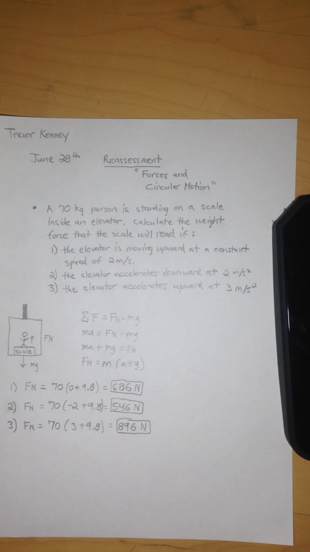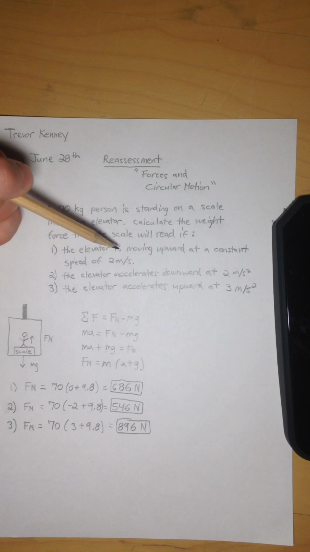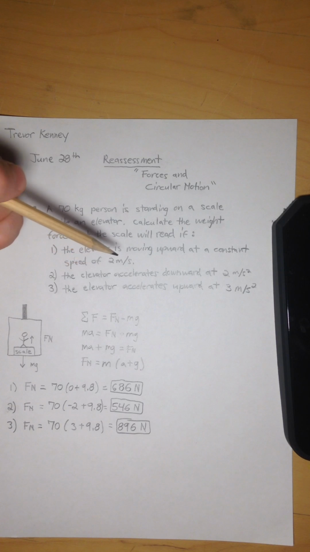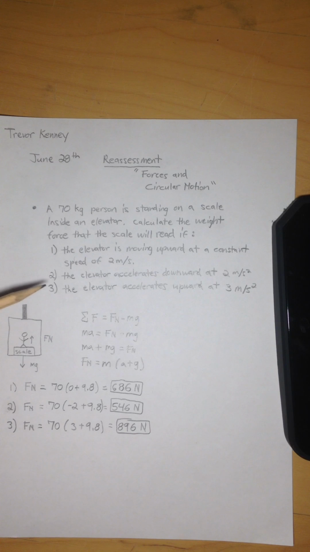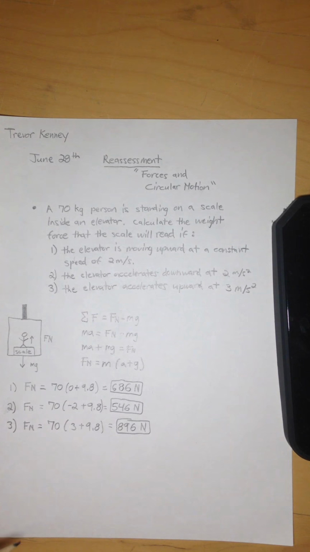Alright, this is my reassessment on forces in circular motion. And the problem reads, a 70 kilogram person is standing on a scale inside an elevator. Calculate the weight force that the scale will read if 1. The elevator is moving upward at a constant speed of 2 meters per second. 2. The elevator accelerates downward at 2 meters per second squared. And 3. The elevator accelerates upward at 3 meters per second squared.